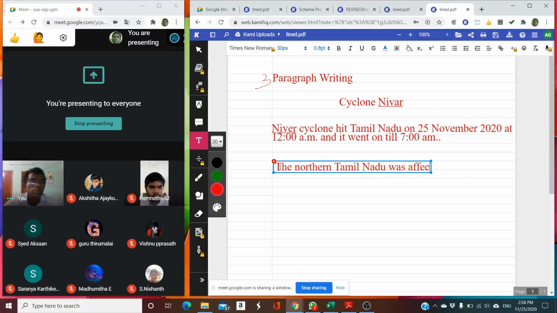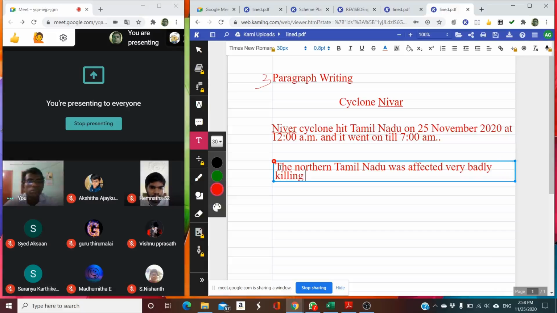It was very badly, killing about 200 people. So the first paragraph you start from the edge, second paragraph also you start from the edge of the margin.